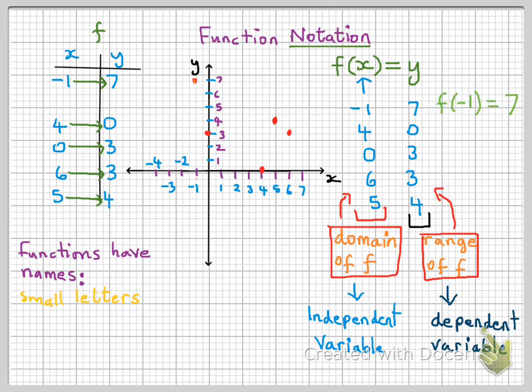So what does function f do? f takes -1 and relates it to 7. It takes 4 and relates it to 0. Takes 0 and relates it to 3. It takes 6 and relates it to 3. And it takes 5 and relates it to 4. We will leave it at that for now. In our next video, we will do more notation and take it a step further.